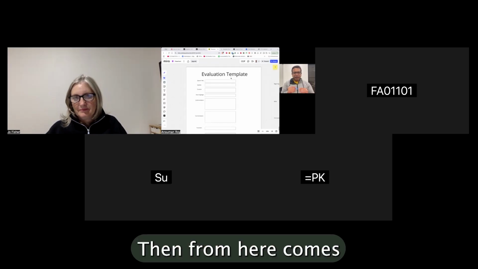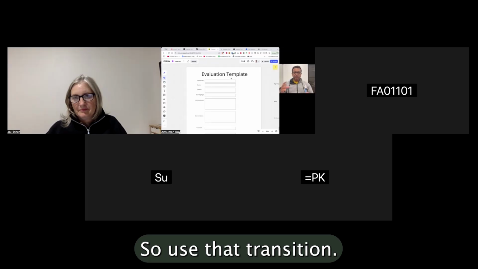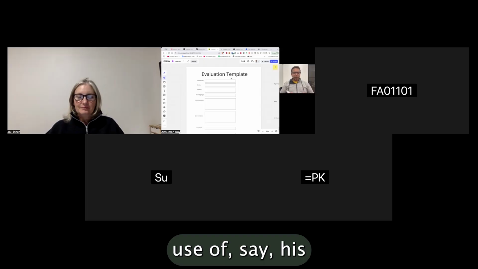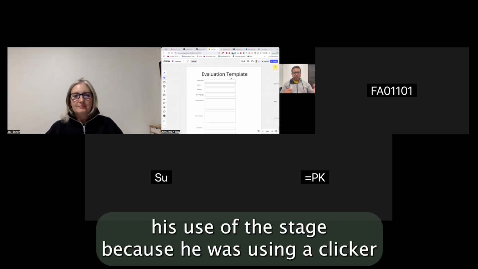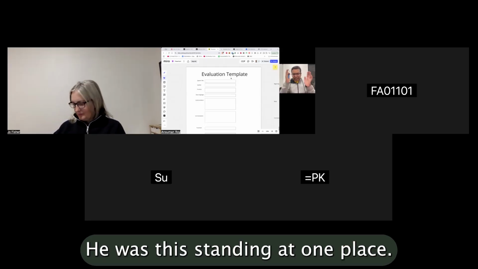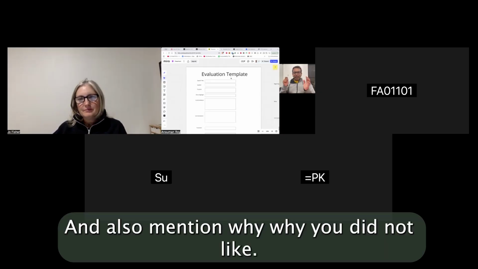Then from here comes my first point of recommendation. So use that transition. My first point of recommendation was Philip's use of, say, the stage, because he was using a clicker and the screen was on this side. He was just standing in one place. And also mention why you did not like it.